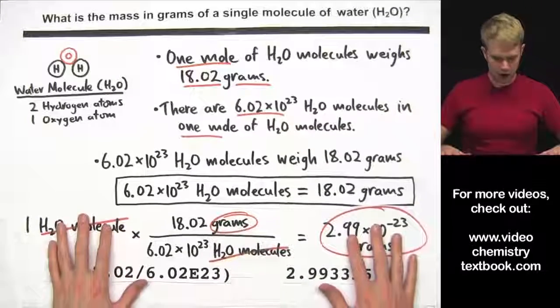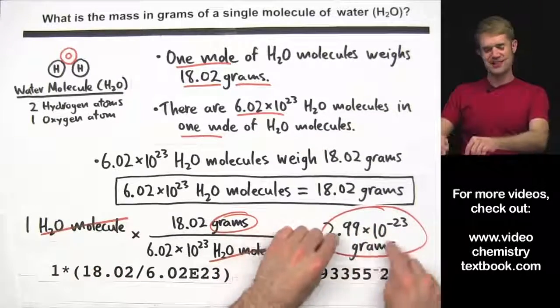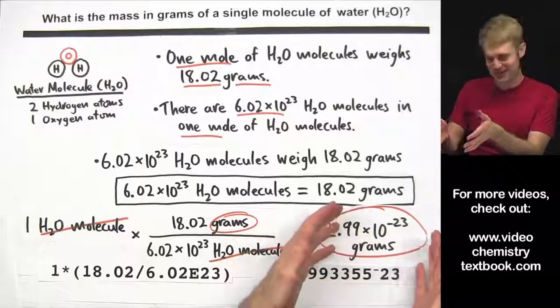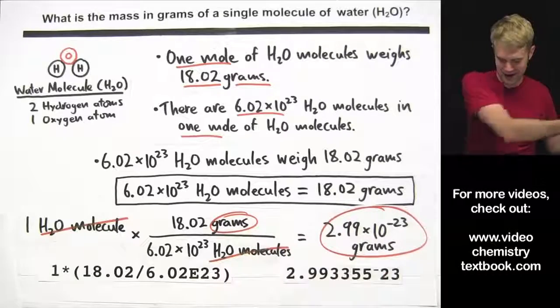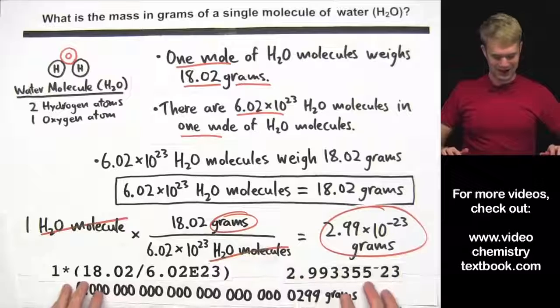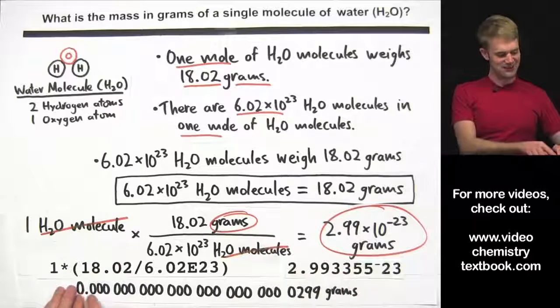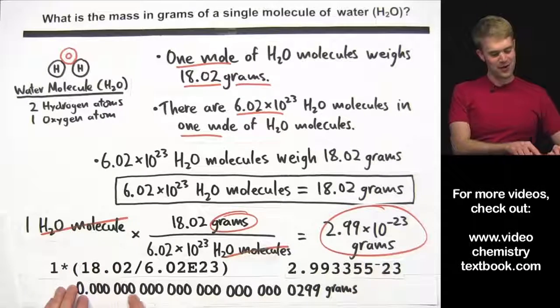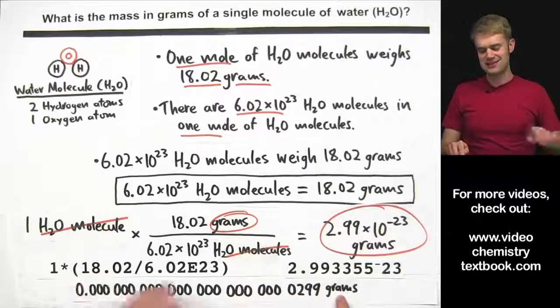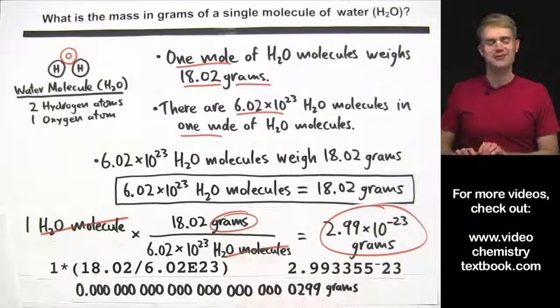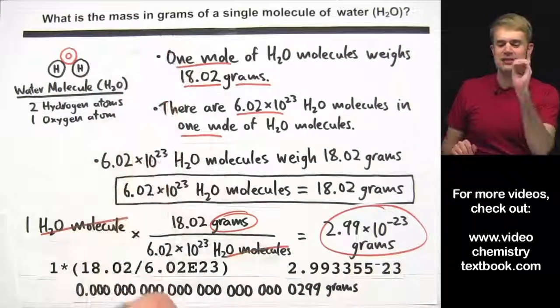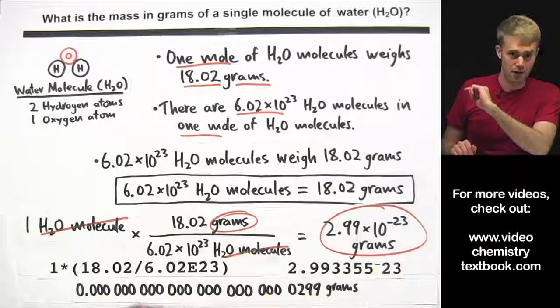And finally, I always just like to emphasize that this number here isn't just some weird Martian number with this 10 to the negative 23rd, but it is actually a very, very tiny number that, if you had the time, could be written out with lots and lots of zeros. A tiny, tiny amount in grams, the mass of a single molecule of water, H2O.